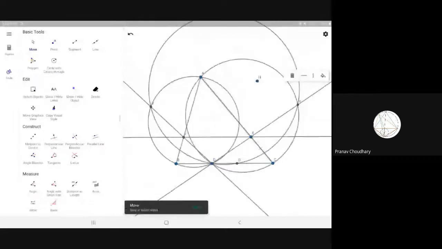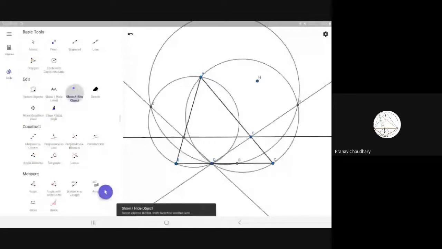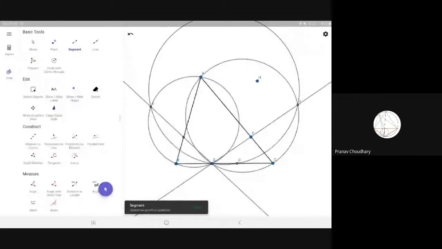Any questions regarding the problem statement? What has S to do with the problem? Oh yeah, it is a mistake. Yeah. Okay.